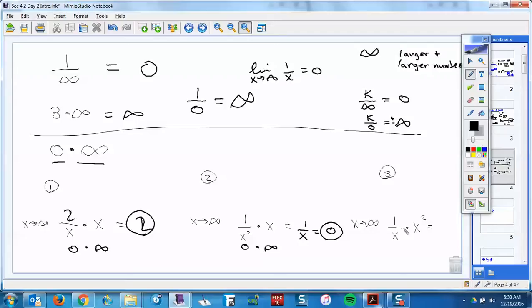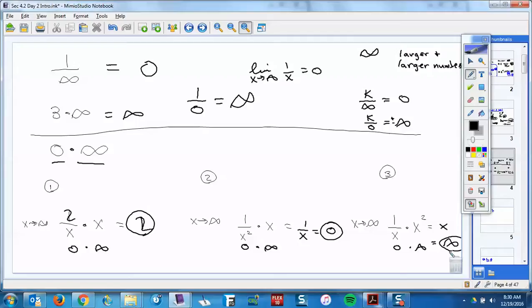How about this one? As x gets really big, this is going towards 0. This one's going towards infinity, but what's 1 over x times x squared? x. And as x gets really big, that's going to infinity, right? So do you see how 0 times infinity could be 0, it could be infinity, or it could be any number in between, right?